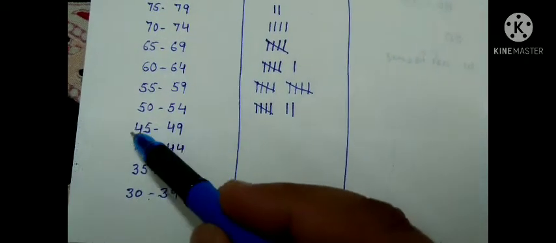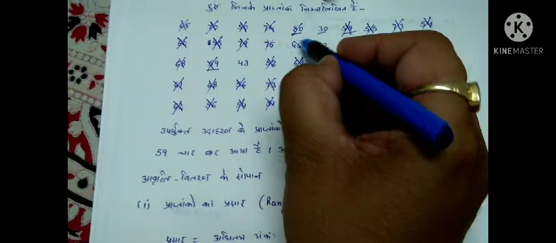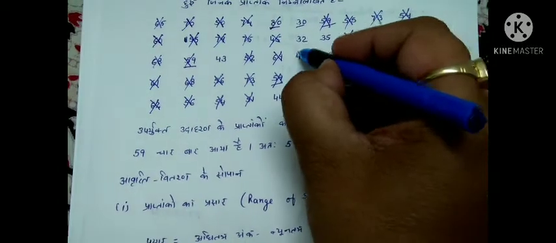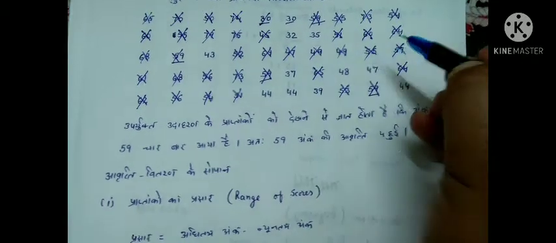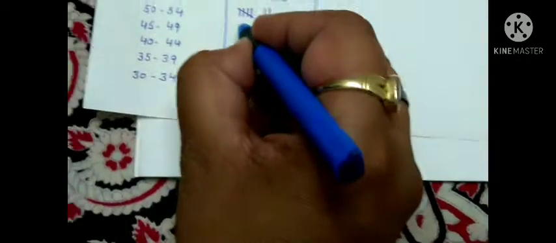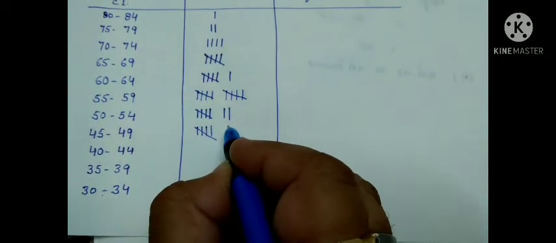For the class interval 45 to 49. 45 is 1, 2, 3, 4, 5, 6. So there are 6 students. 1 2 3 4 5 and one more is 6 in this way.